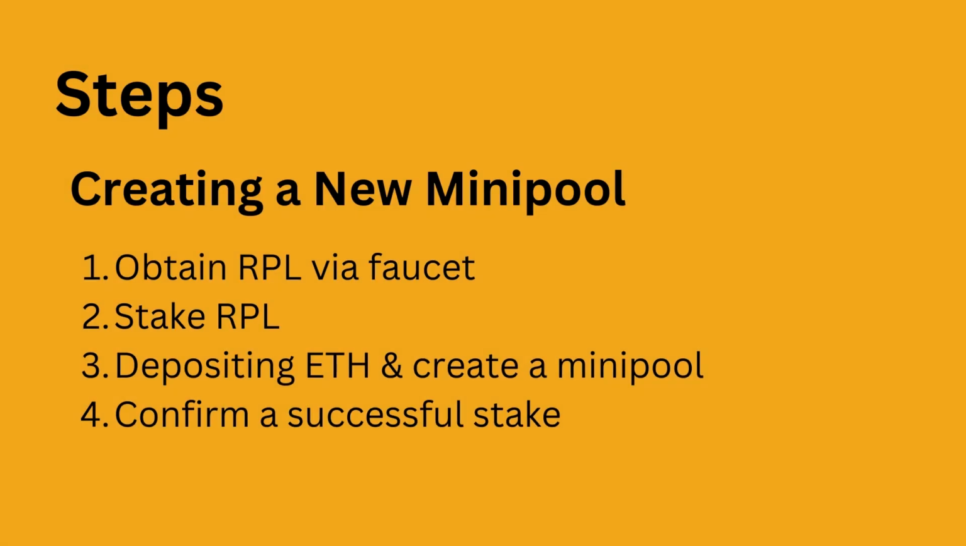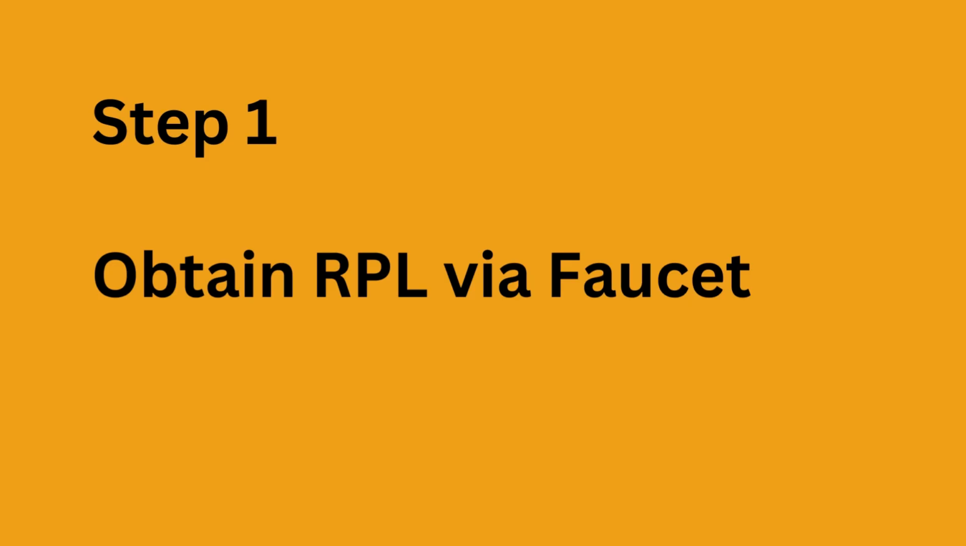Here are our steps in creating a new mini pool. Obtain RPL via faucet, stake RPL, deposit ETH and create a mini pool, and then confirm a successful stake. Let's start with step 1 by obtaining RPL with a faucet.